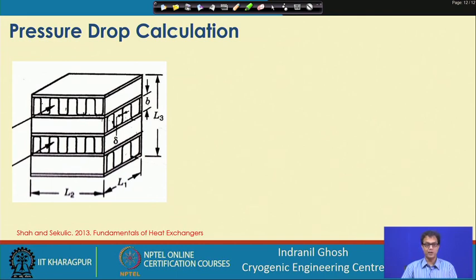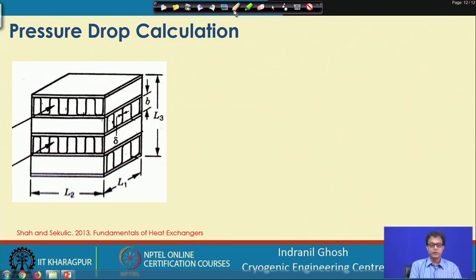This example I have taken from Shah and Sekulic's Fundamentals of Heat Exchangers. There are certain parameters or specifications given, and we will first note them down and then try to estimate the pressure drop. First of all, for estimating the pressure drop, what we need to know is the fin specification or the geometric specification. Then we need to know the operating conditions, like the flow rate and so on.